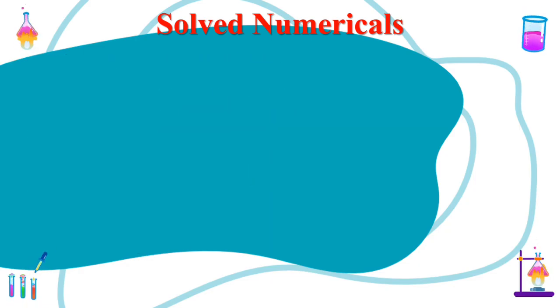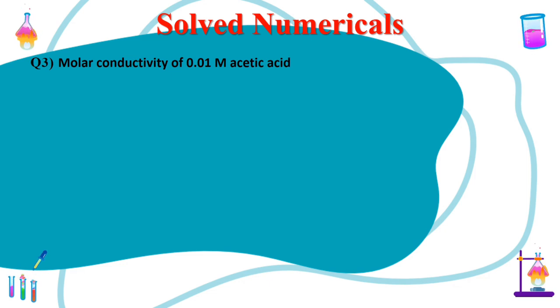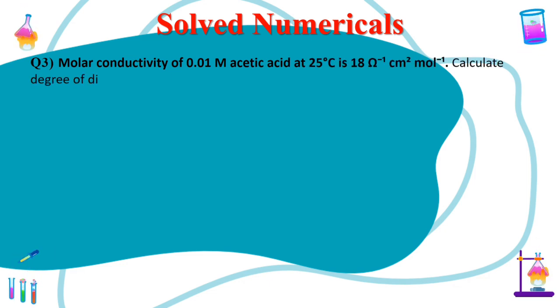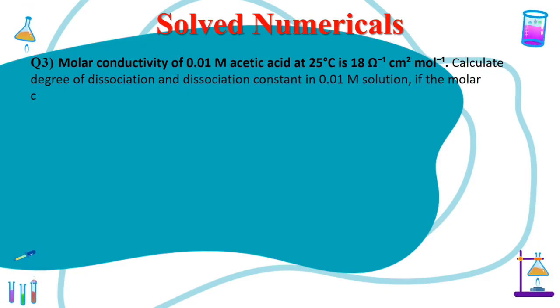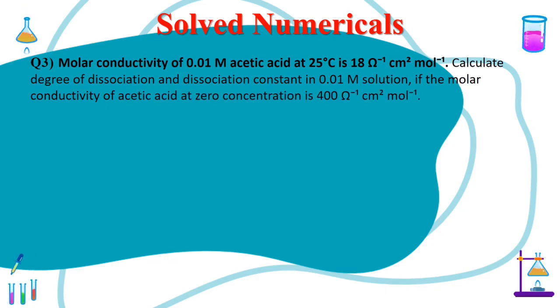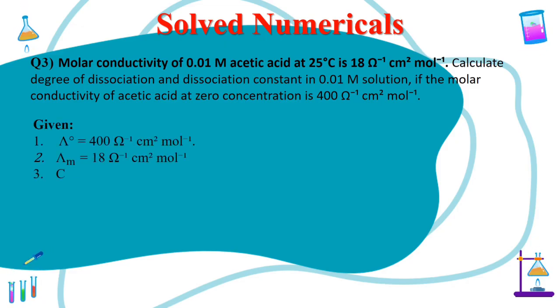Let us solve question number 3. In this, we need to calculate the degree of dissociation and dissociation constant of 0.01 molar solution. The molar conductivity of acetic acid at the given temperature and at zero concentration is given. By reading the numerical, let us write the given data.